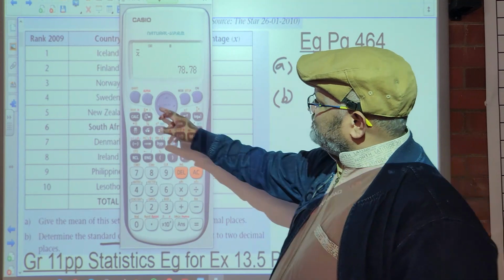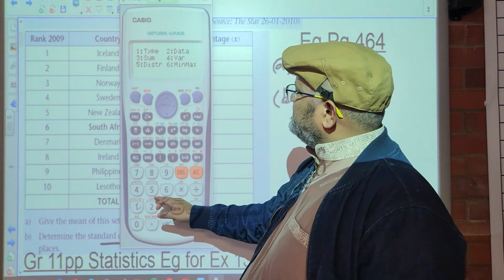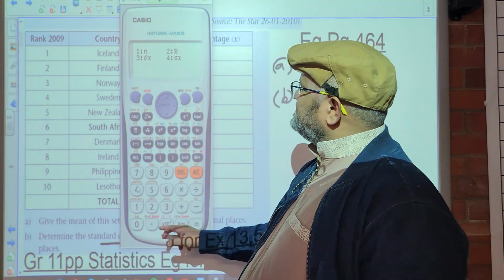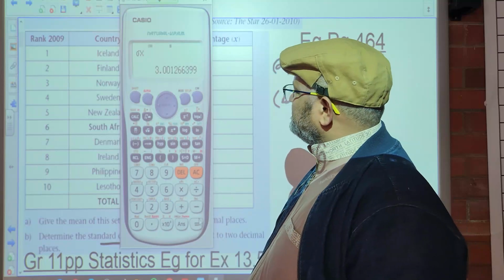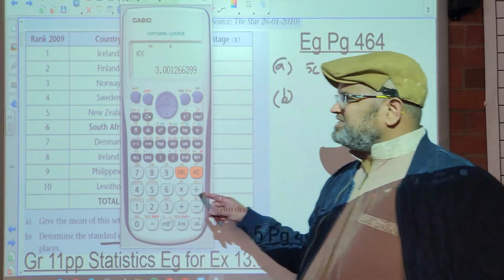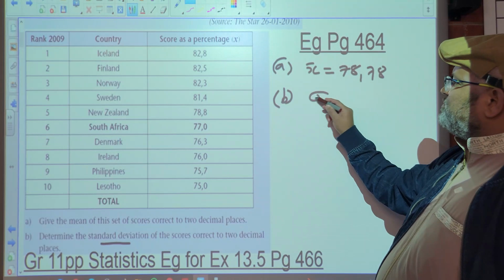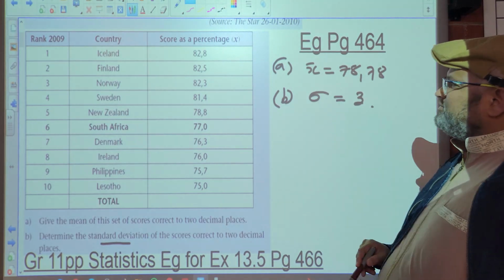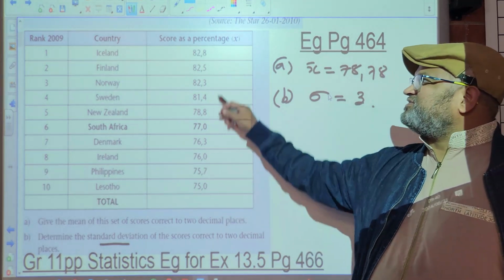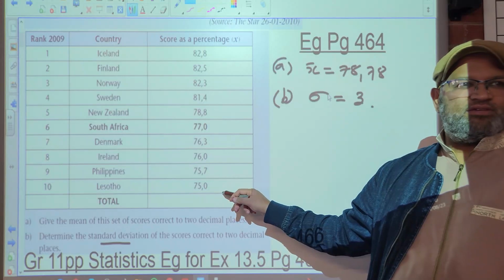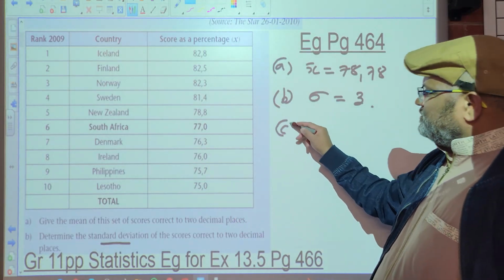B says the standard deviation. So I press shift. 1. 4 for variance. 3 for standard deviation. It's 3. What does this tell us? Is this large or small? Small. So you can see the dots are fairly clustered close to each other. Can you see that? Let's look at C.